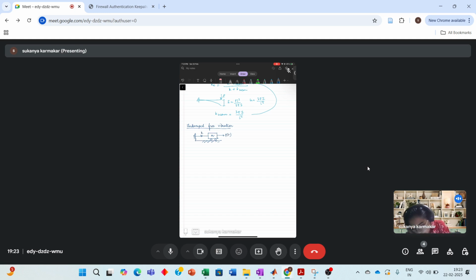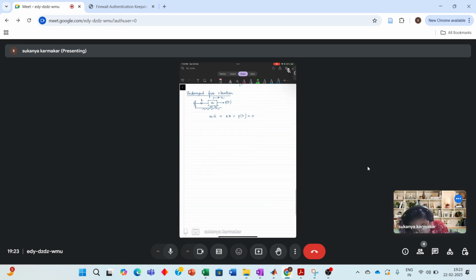I'm directly writing this down. Suppose your variable is x. So it will be m x double dot plus k x is equal to P of t. Now, let's say it's a free vibration problem, that is, P of t goes to 0. So, to set it into motion, you have to give some initial condition. Initial condition can be in terms of initial displacement and initial velocity, or one of them. You need to do something to set it into motion, right?